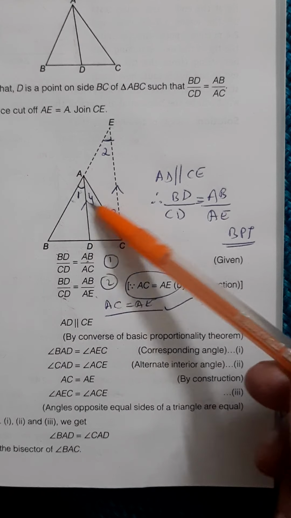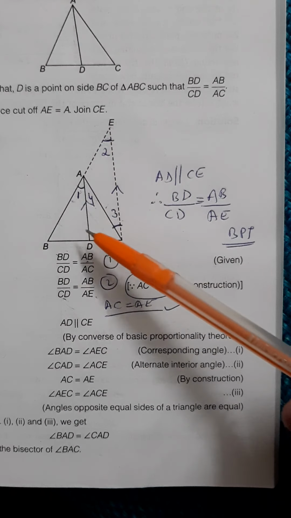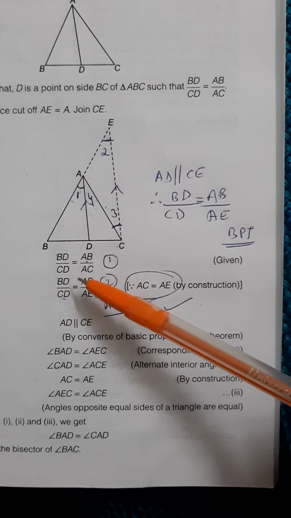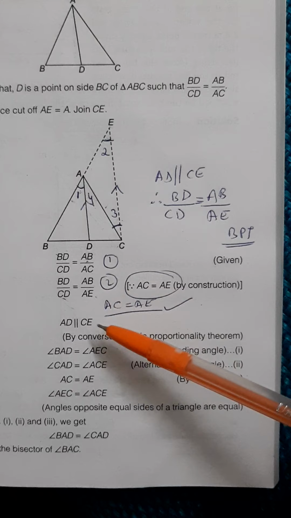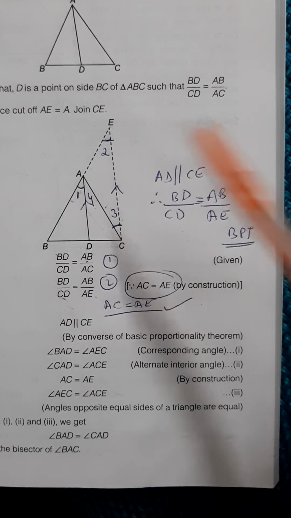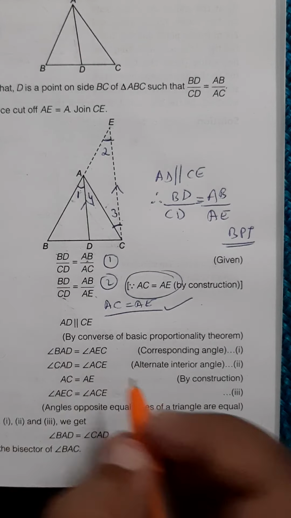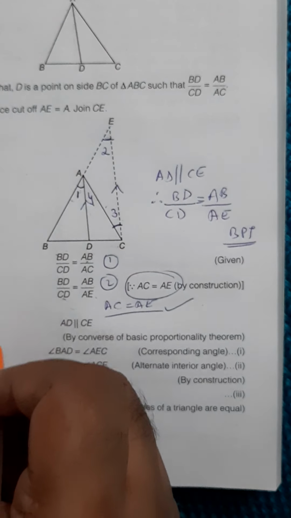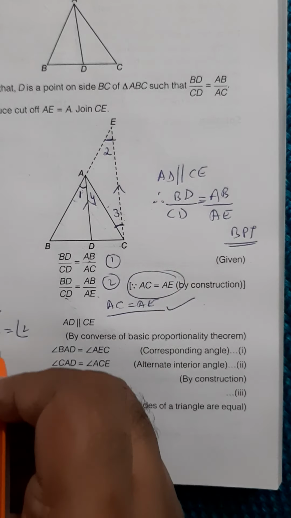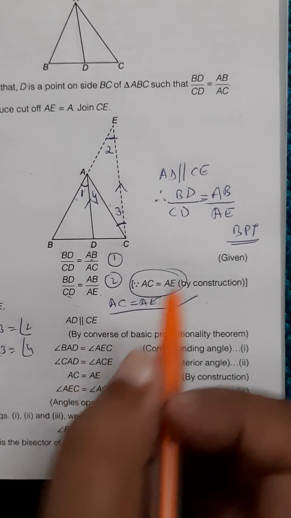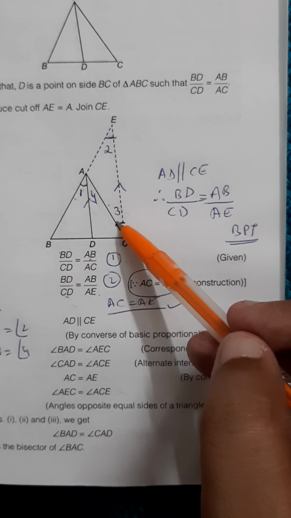BD by CD is equal to AB by AE by the basic proportionality theorem, and BD by CD is AB by AC, which is already given. So if I compare this, I'll get AC equal to AE. If AC and AE are equal, then from here I can say that angle 3 is equal to angle 2, right? But 3 and 4 are equal. Why? Because they are alternate angles.